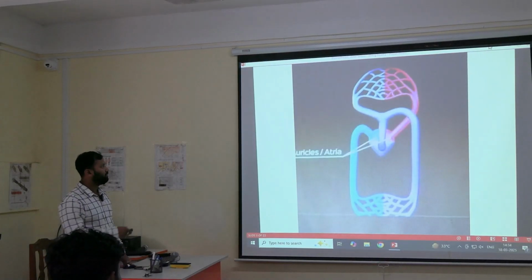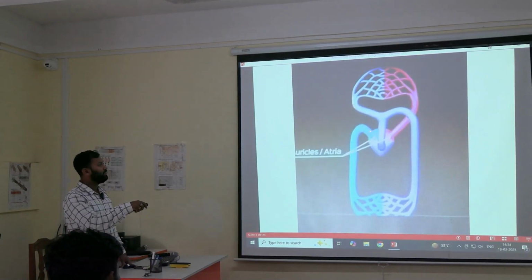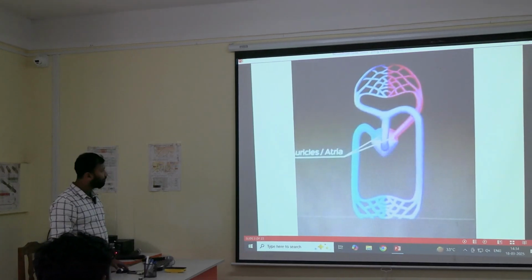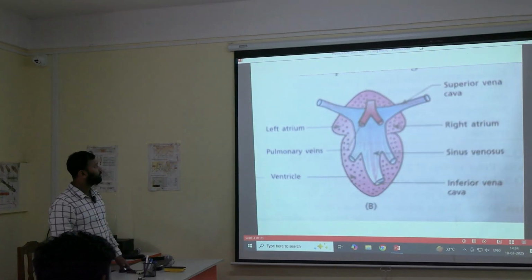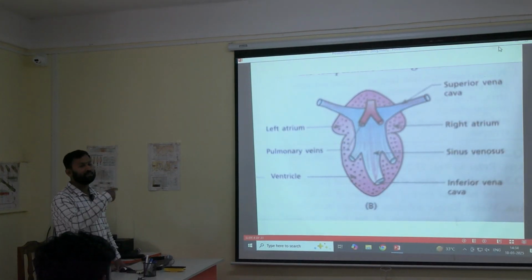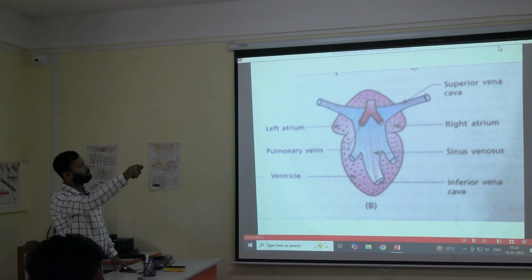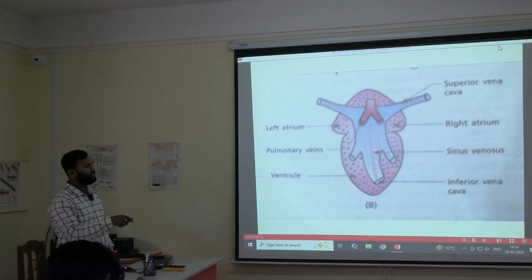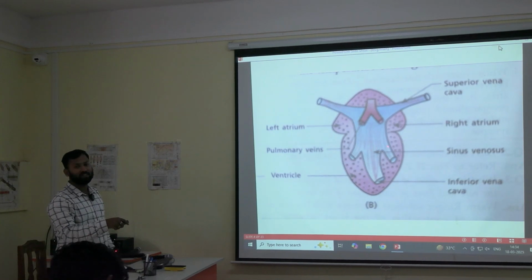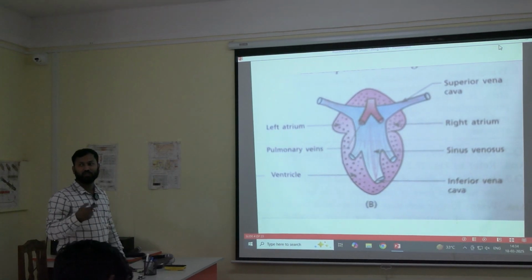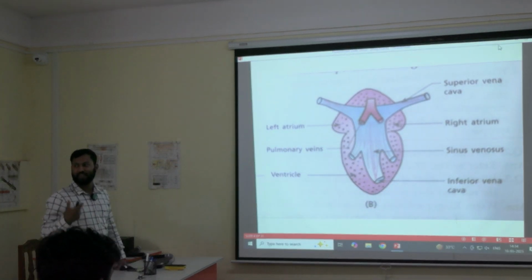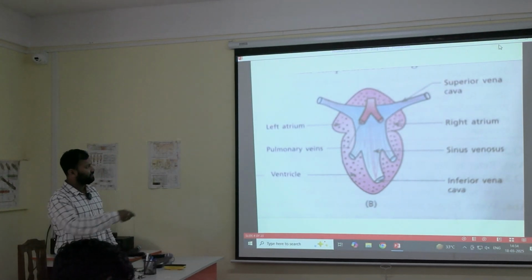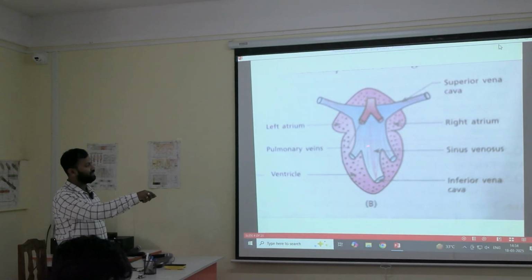Anatomy of the frog heart. This one is the right atrium, this one is the left atrium, this one is the only ventricle. Then there is another detailed picture of the heart. So you can see everything is mentioned here. And this thing is the sinus venosus, which is containing the SA node. Normally the SA node of our heart is present in the right atrium, but in frog's heart it is present in the sinus venosus. The SA node is present in this part.